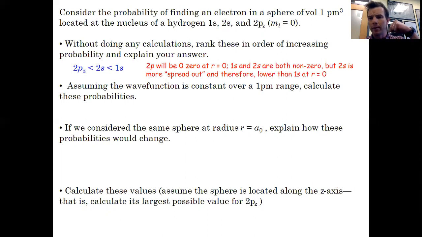Well, the 2p, remember, is 0 at the nucleus. 1s and 2s are both non-zero. 2s is more spread out. Right? So because it's spread out, it's lower at the origin, and 1s is the highest.